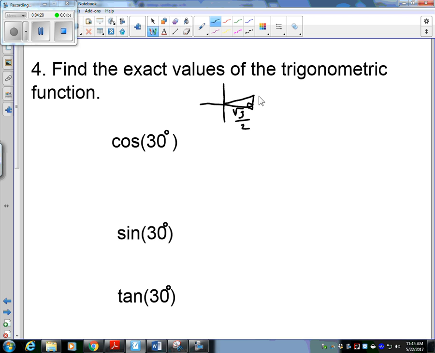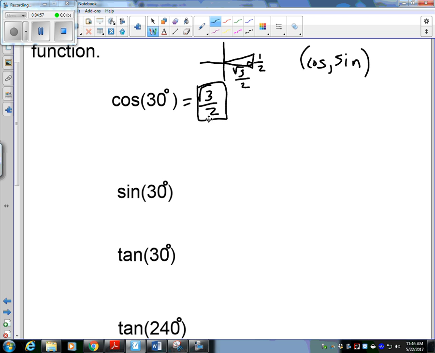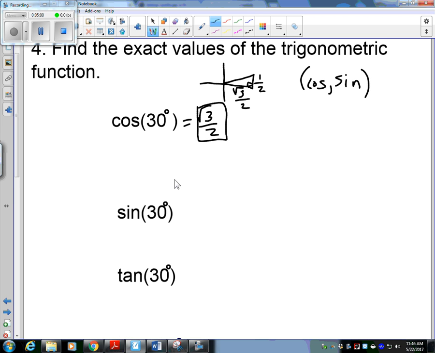With these, the x value is always the cosine, the y value is always the sine. So if we're looking at the cosine of 30, so 30 is here, the cosine is the x value, which is the square root of 3 over 2. That's just your answer. That's the exact value. You can put it in your calculator to check it, but that's exact. Sine of 30. So x is cosine, y is the sine. So if this is again 30 degrees here, the sine is the y, that's 1/2.